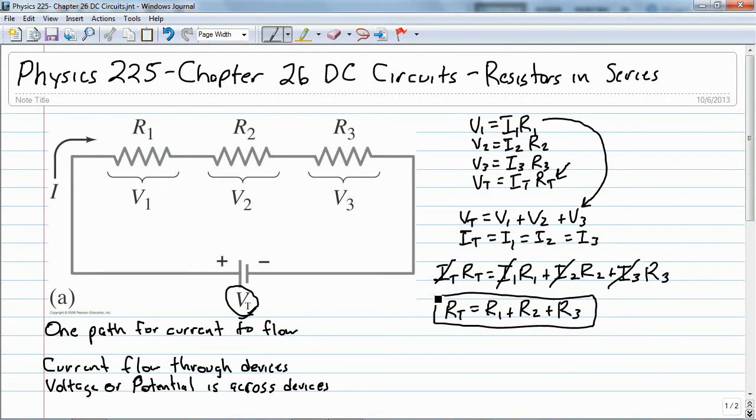And basically that's what this is saying, is that this voltage source is really dumb. It doesn't know anything about individual components. All it knows is that it sees between its terminals a combined resistance of all these three together. It doesn't know about individual resistors.